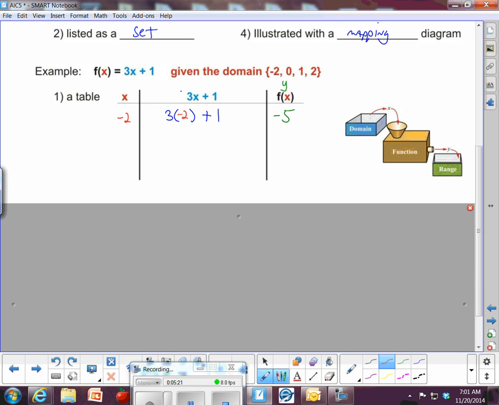Okay, and we'll just go through and repeat this process. So I'm going to do it a little bit more quickly. I'm going to do 0, 1, and 2. And in each spot of the table, I'm going to prepare it first with my blue.